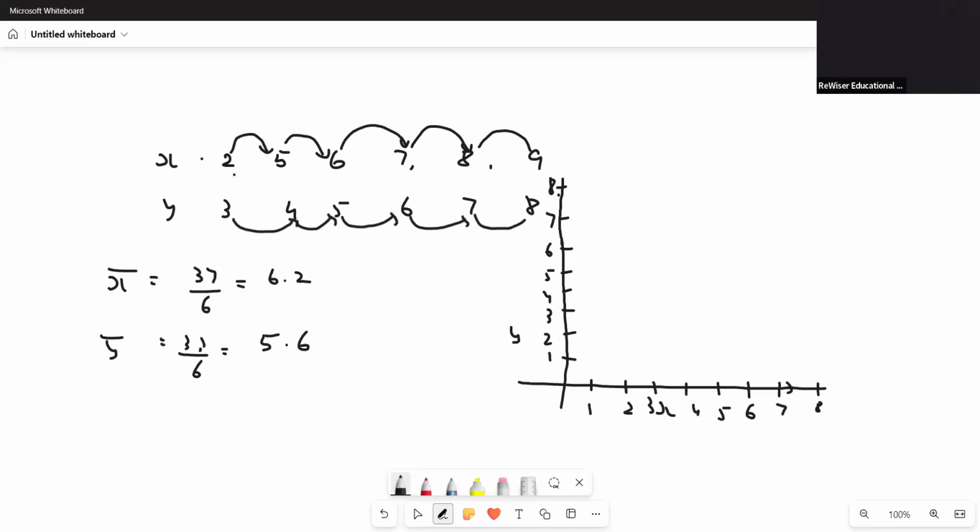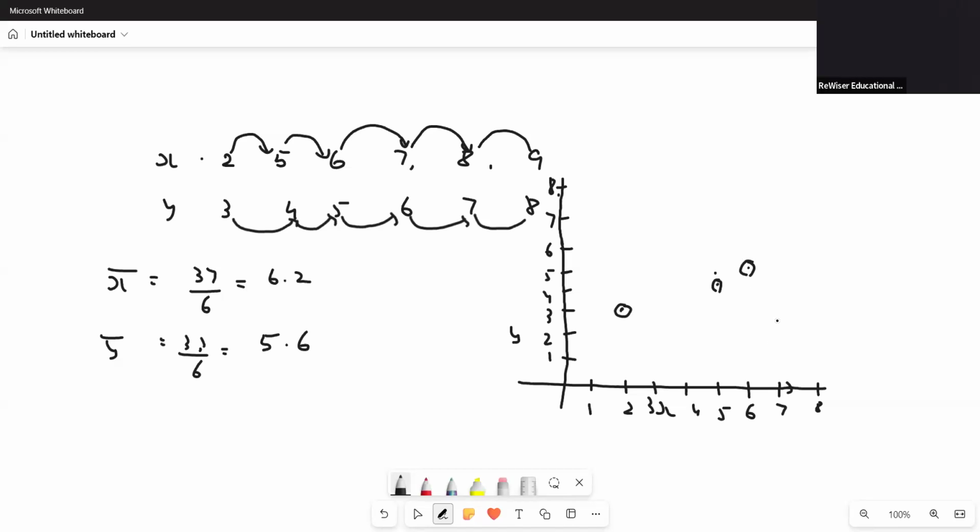Now, the first point has x coordinate 2 and y coordinate 3, so the point should lie here. We can just plot that point. Now x is 5 and y is 4, so that's a point which should lie somewhere here. Again, we have x as 6 and y as 5, which is a point somewhere here.